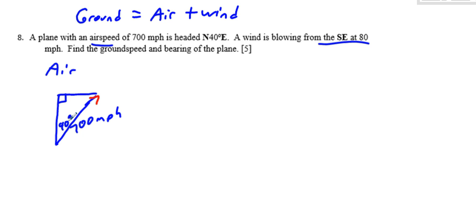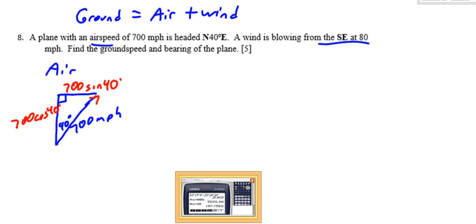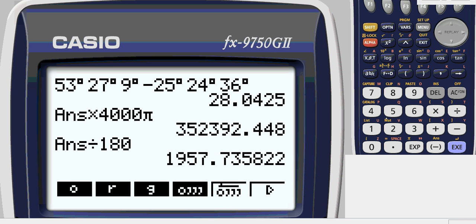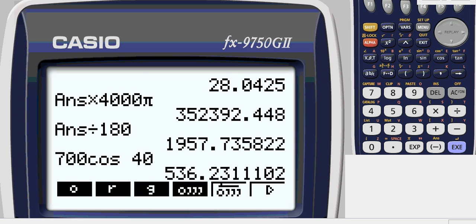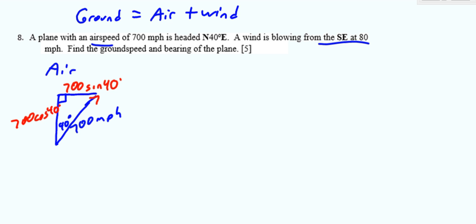This side is adjacent, so that would be cosine. This side is opposite the 40, so that would be sine. Make sure you are in degrees when you type it in. So we're going to do 700 cosine 40, which is 536.231.